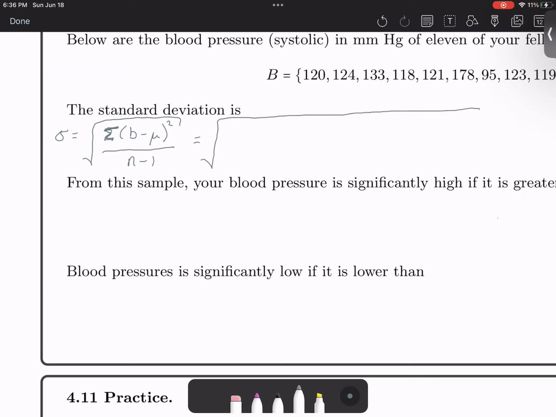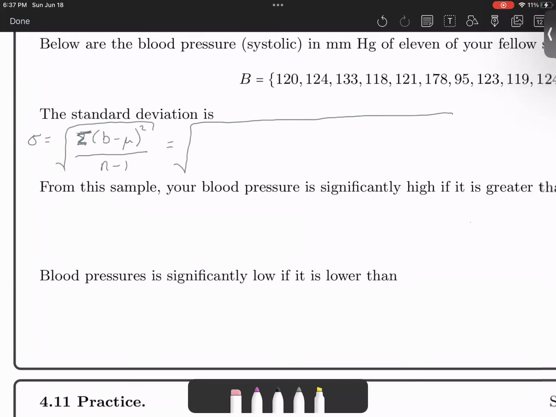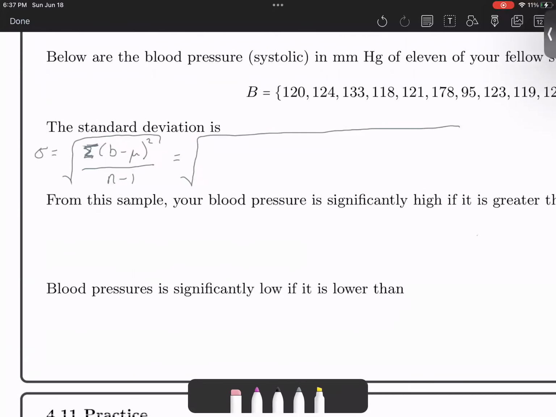In fact, I won't run through the standard deviation equation in great detail. I'll just write it out and get us going. So this division by n minus 1, I'll write that out in front. Now what's going inside these brackets will just be the sum. Our first B value is 120 minus the average.